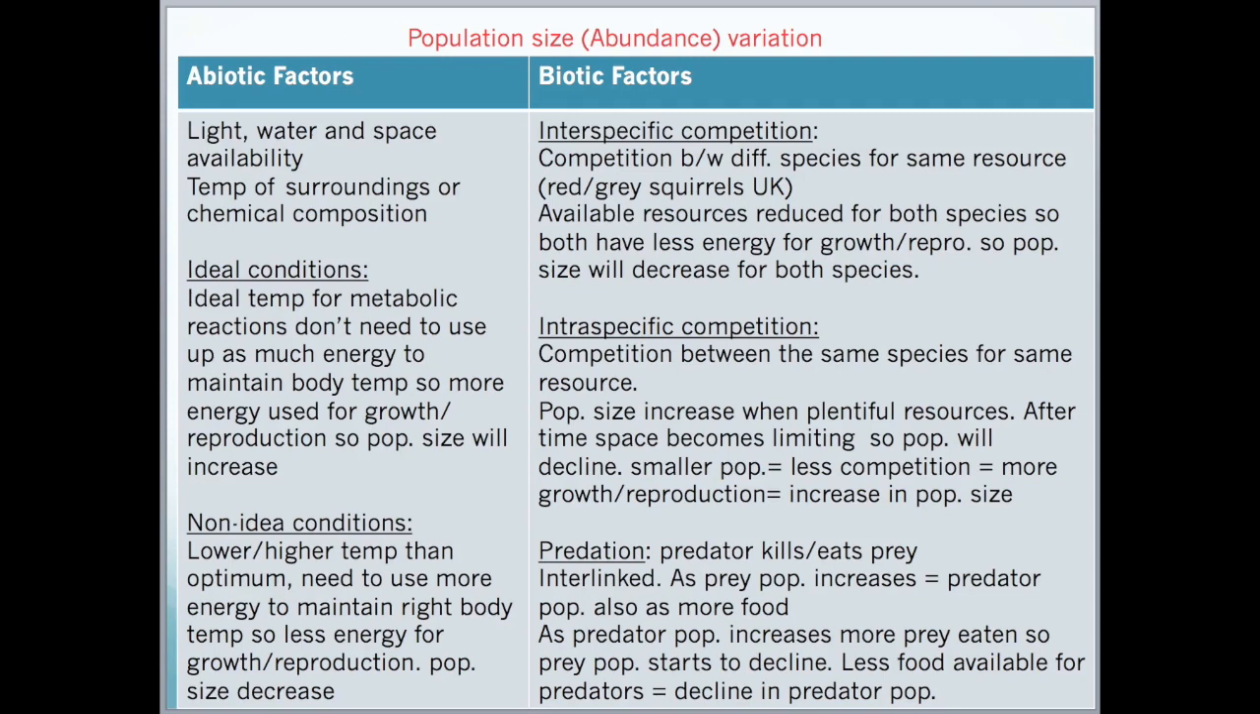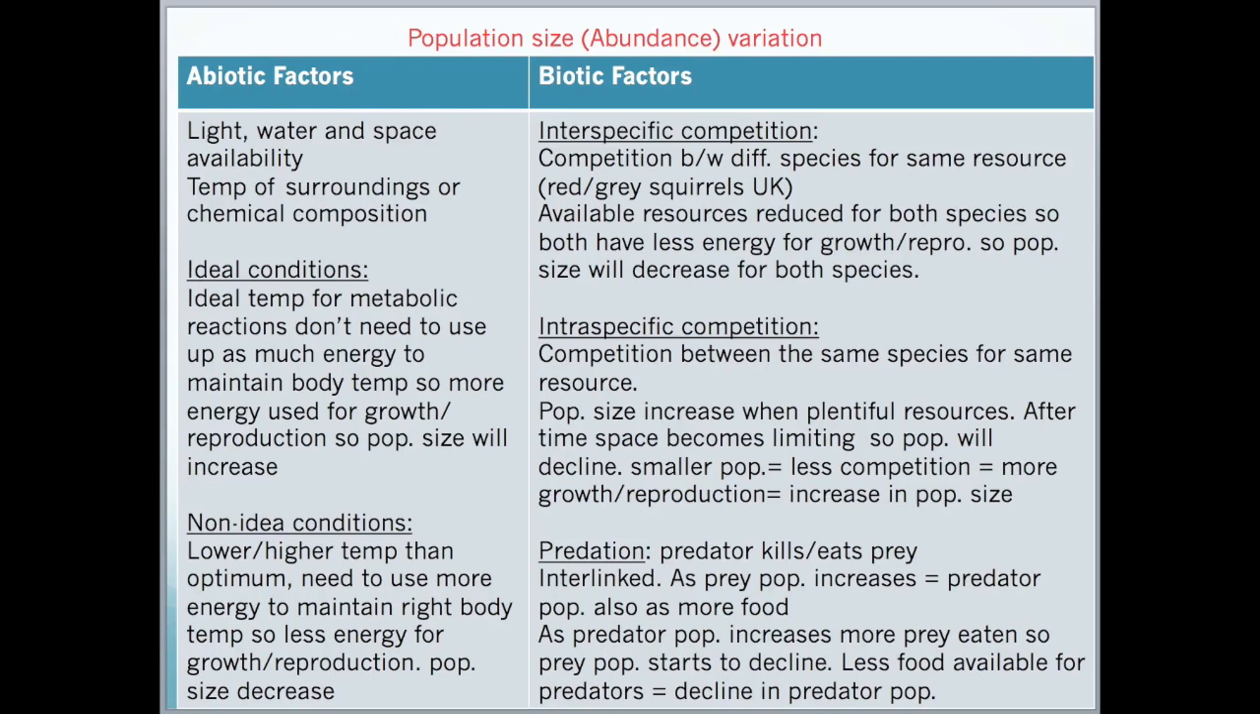In biotic factors, there are three main things we need to know about: interspecific competition, intra-specific competition, and predation. Interspecific competition refers to the competition between different species for the same resource. So for example, in the UK, we have red and grey squirrels, which are part of different species, but they're competing for the same resource. The available resources are reduced for both species, which means that both have less energy for growth and reproduction, so the population size will decrease for both species.